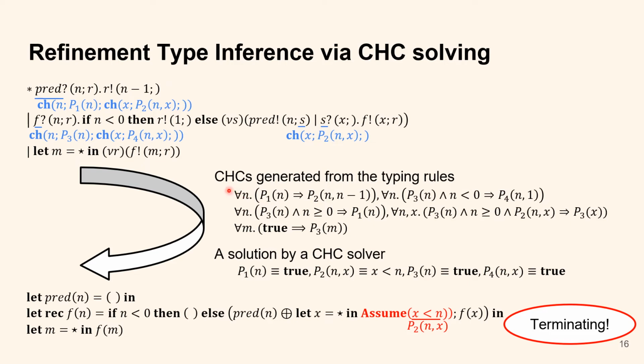The first constraint comes from this output in the first line. The second constraint comes from this then part. The third and fourth constraints come from this else part. The last constraint comes from this output in the last line. There are various tools for solving a problem of CHCs. This is an example of a solution by a CHC solver. Using this solution, we can gain a terminating program.